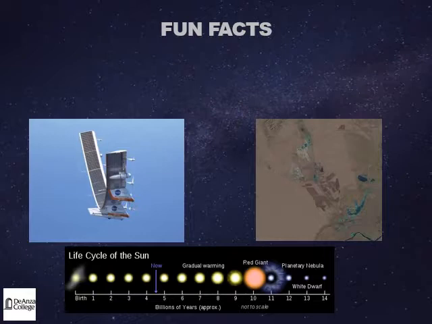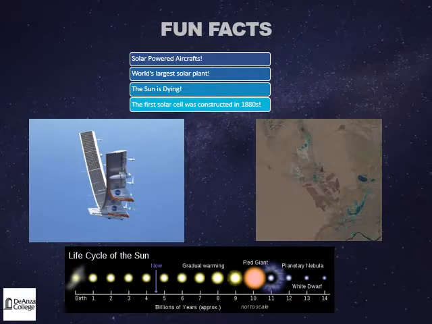Eventually it can become a red giant and become a white dwarf, which is basically a dead star. However, we still have another 5 billion years before this will happen. And the first solar cell was constructed in the 1880s.